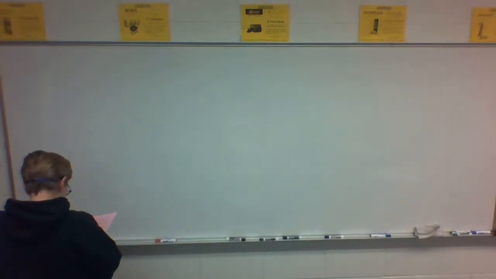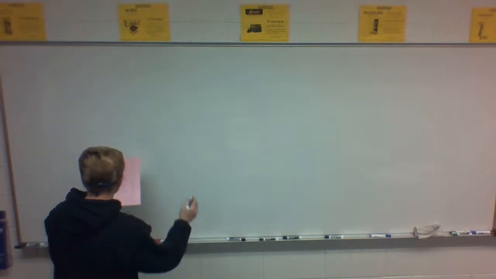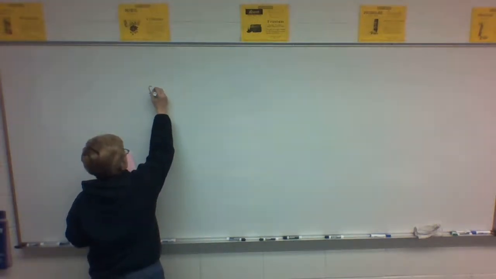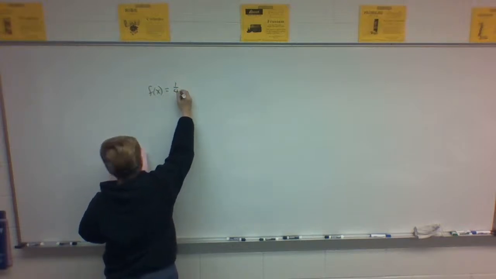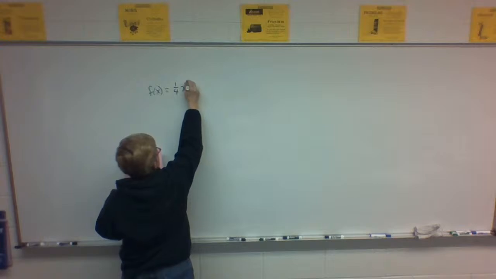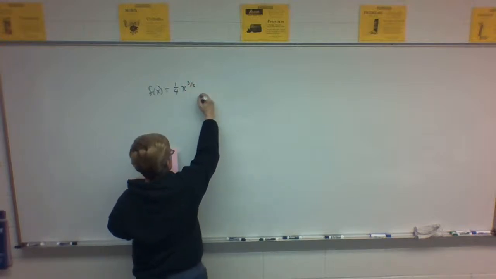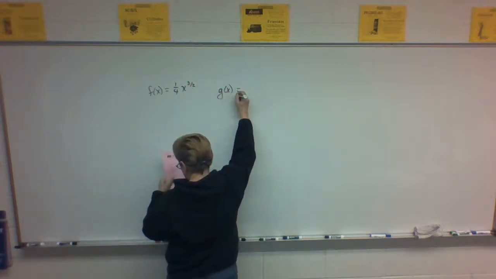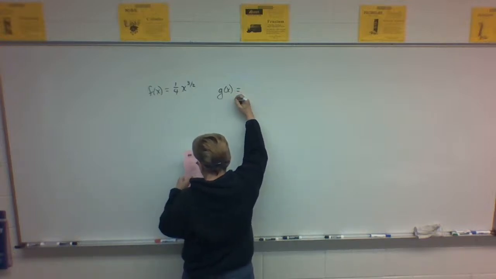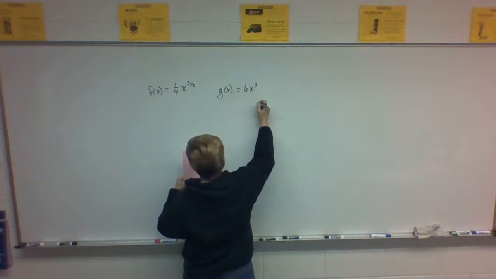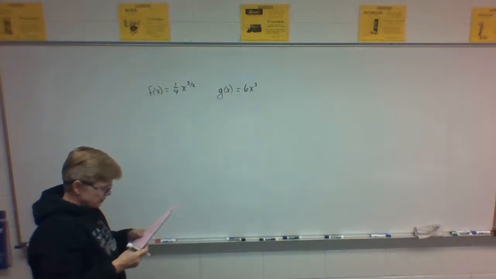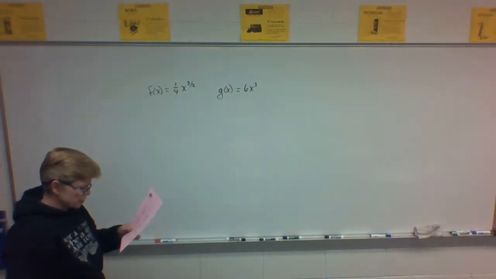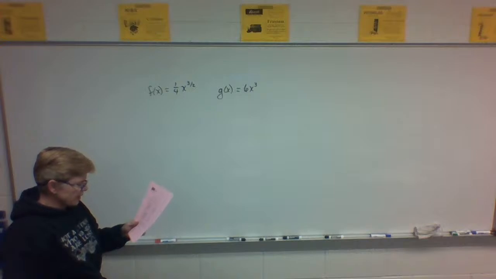It says on number 13, let f of x equal, I'm going to make this up so it'll be kind of like this one. It says on 13, f of x equals, we'll say 1/4 x to the 3/2. G of x equals 6x cubed. And the instructions are, after they give you those two things, that's the first thing they hand you, and then they say find f times g of x and f over g of x, state the domain of each, then evaluate them at 9.